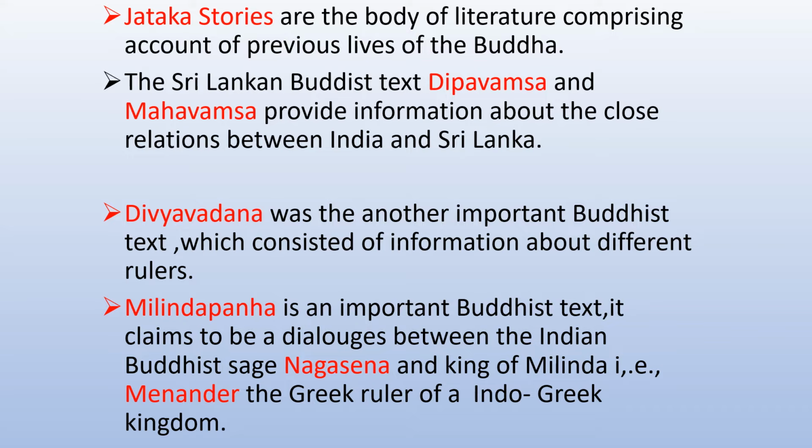Milinda Panha is an important Buddhist text, which claims to be a dialogue between the Indian Buddhist sage Nagasena and the king Milinda, that is Menander, the Greek ruler of an Indo-Greek kingdom.